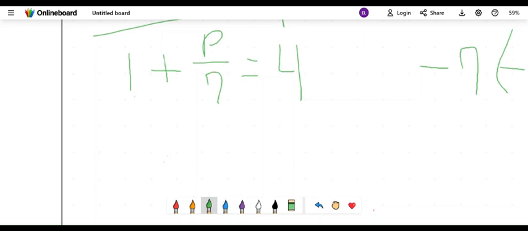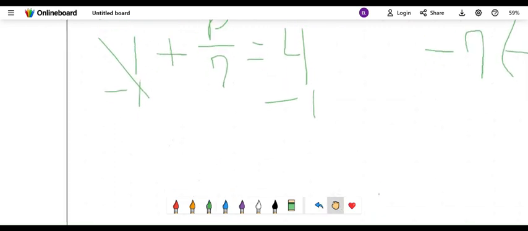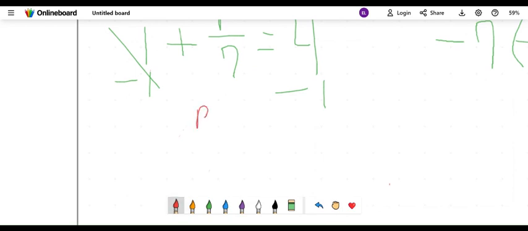Okay, so subtract both sides by 1. Okay, so that's canceled. So we'll bring down this p divided by 7 equals 3.